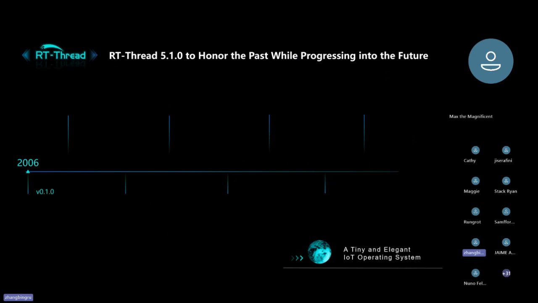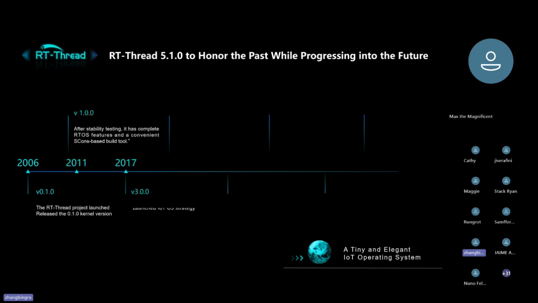From 2006 to now, with the efforts of the community, RT Thread has gradually added new features such as a file system, network device framework, multi-core support, etc. From the initial basic RTOS, it now supports more architectures and DSPs and has developed into a feature-rich microkernel RTOS.